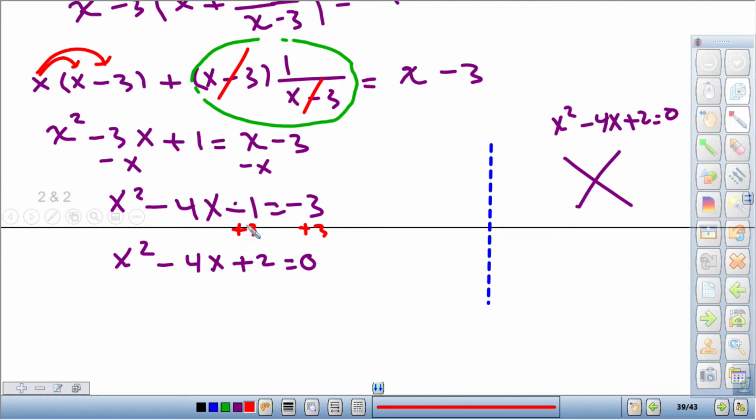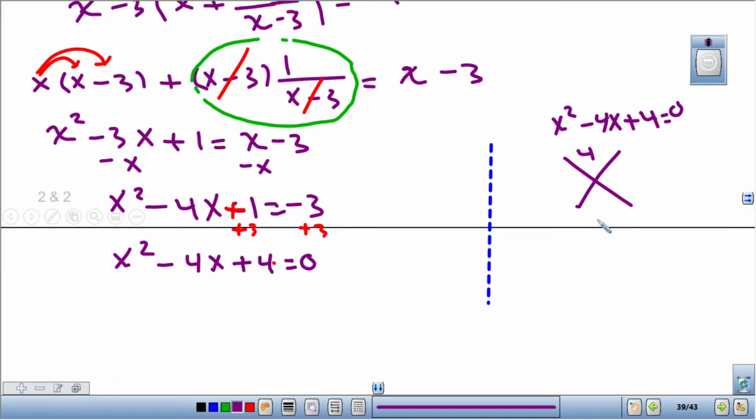By the way, I have the solution. It's somewhere in the slide. But that's a good catch. This is a plus 1 plus 3. That's going to give me a positive 4. So this actually is going to be a 4 equals 0. And 4 goes at the top, negative 4 at the bottom. What do you think?